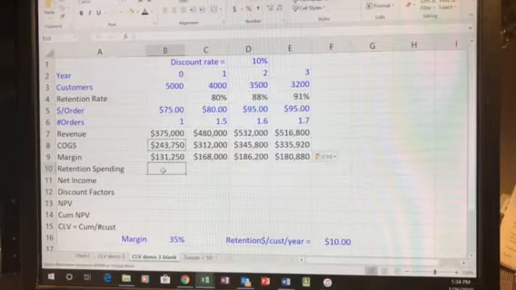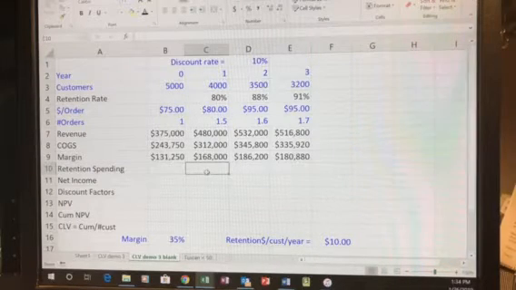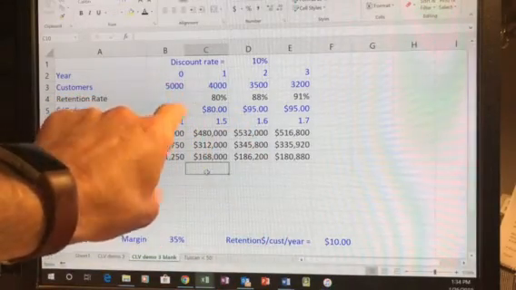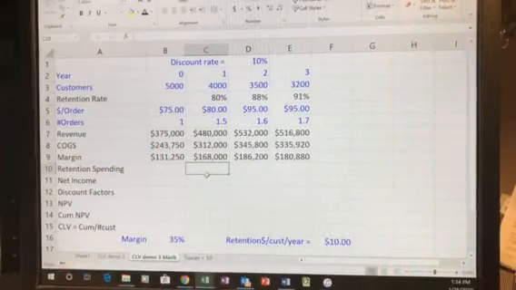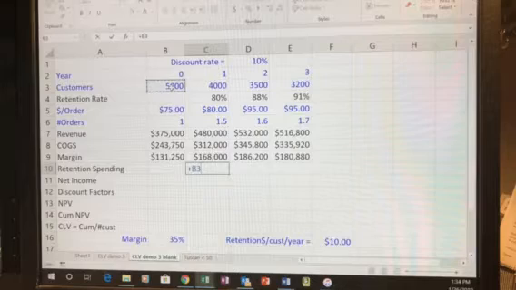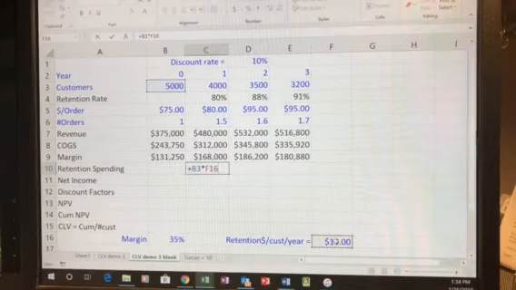Okay, retention spending. So let's suppose in this case, this business said, we're going to spend $10 a year, and we're only going to mail the people who did business with us last year. Now, not all cases would make that assumption, but that's what I'll make in this example. So 5,000 people are going to get mailed, that's the people from last year, times the $10, again, absolute reference.